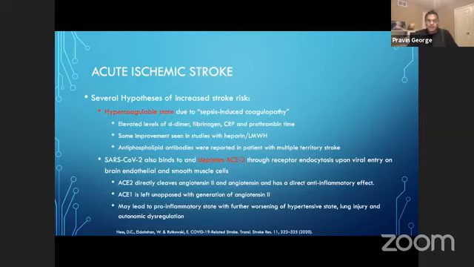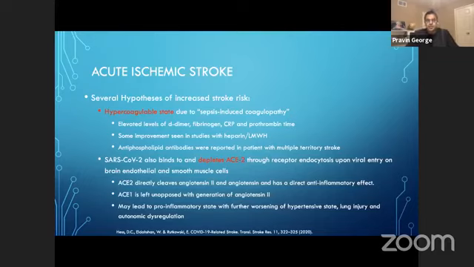There were some case series where patients were put on heparin or low molecular weight heparin, and there's some improvement in the rates of stroke seen in those populations. In addition, some antiphospholipid antibodies were also reported in patients with multiple territory strokes. So there's some suggestion that antiphospholipid antibodies, in addition to this, are related to the hypercoagulable state.